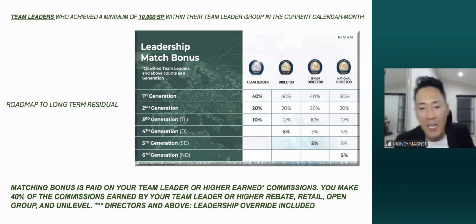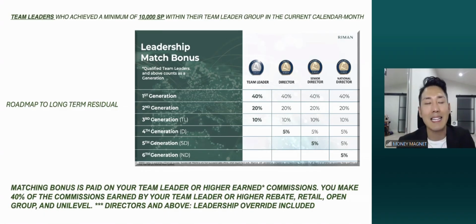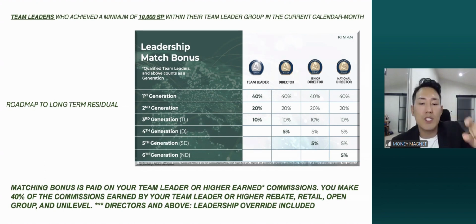So how matching bonus is paid: it's paid on team leaders' or higher earned commissions. You're going to make 40% of the commissions earned by your team leader or higher on the rebate, the retail sale, the open group, and the uni level. For directors and above, leadership override is included. So remember, it's not 40% on the total commission; it's 40% on these specific money-making activities.